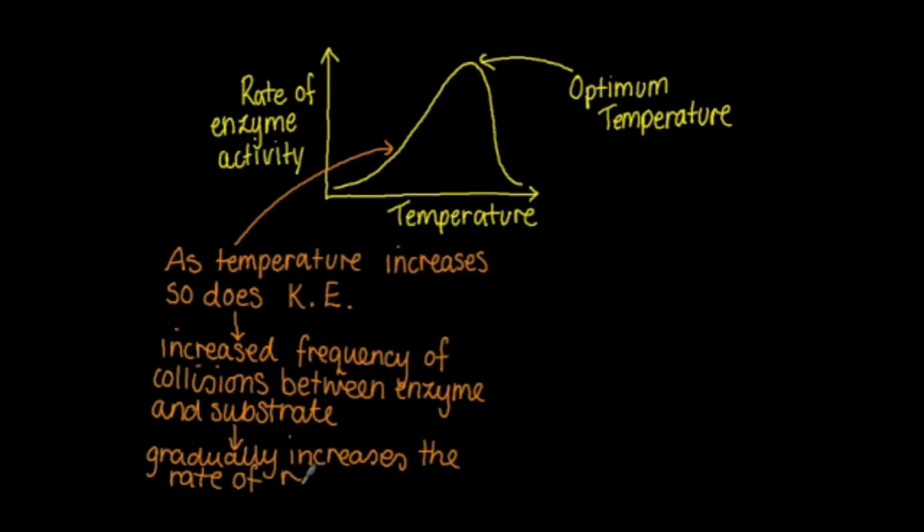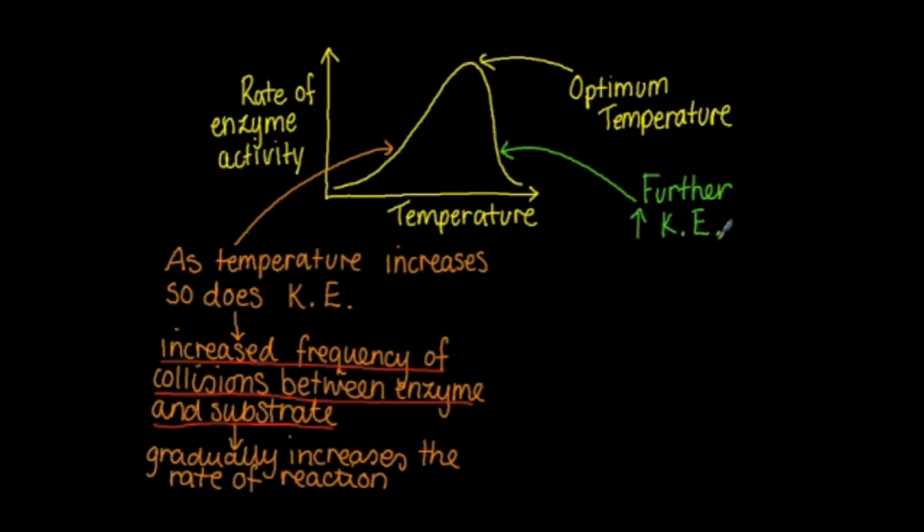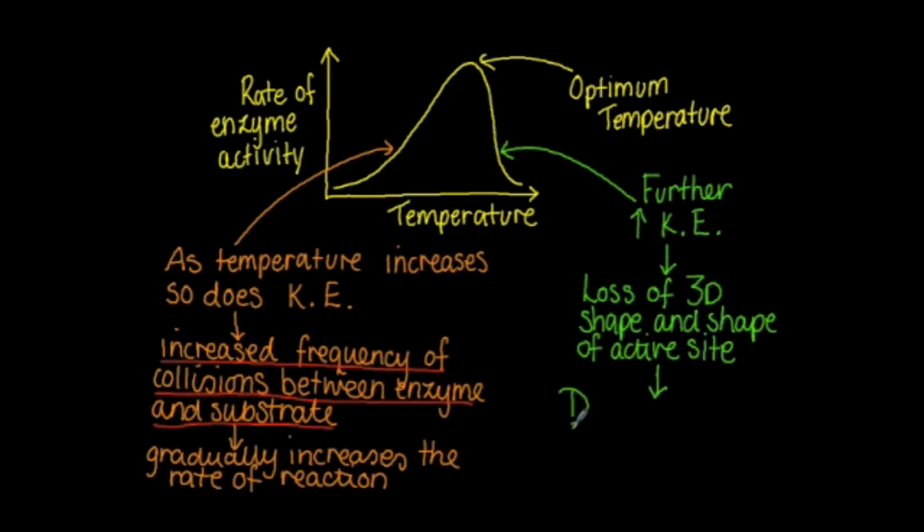But beyond the optimum temperature, this continuing increase in kinetic energy results in a loss of 3D structure from the enzyme and therefore a change in its active site. If the substrate can't fit into it, the enzyme is referred to as being denatured, and this reduces the rate of reaction.